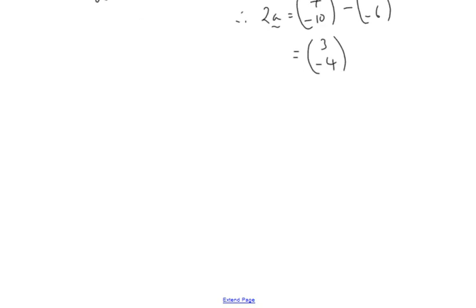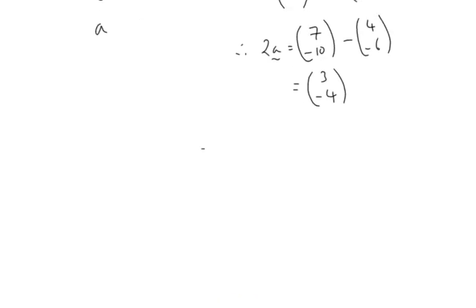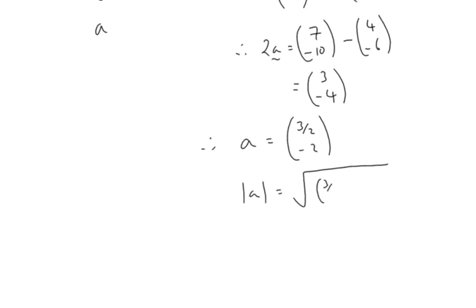and therefore a is (3 over 2, -2), and if we do the magnitude of a, that's the square root of (3 over 2) squared plus (-2) squared, and that comes to 2.5 meters per second squared. And that's what it asked us to show.